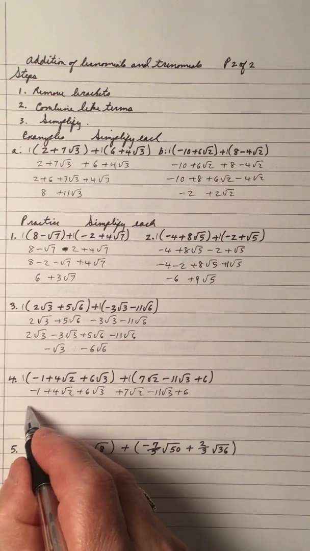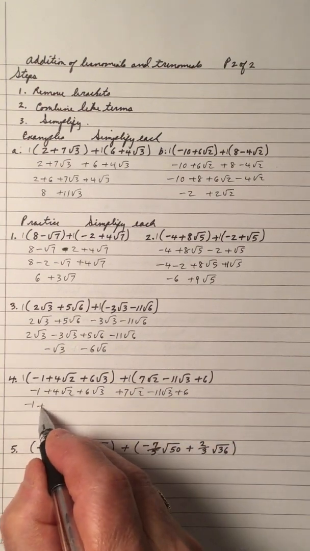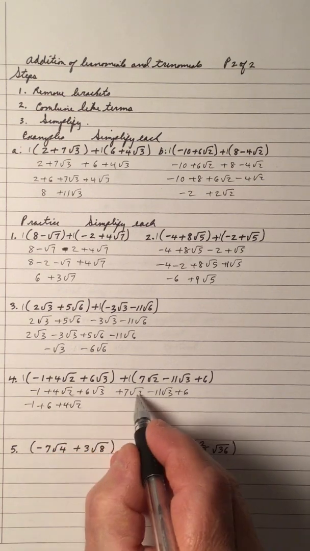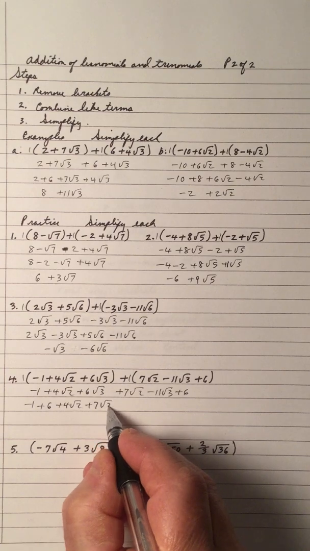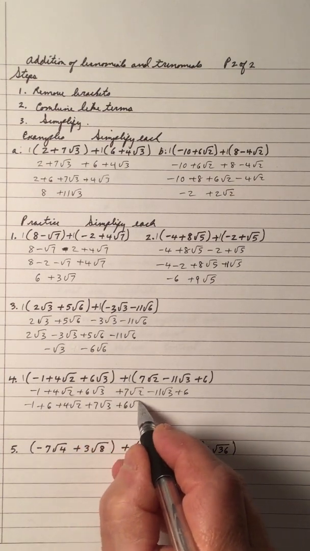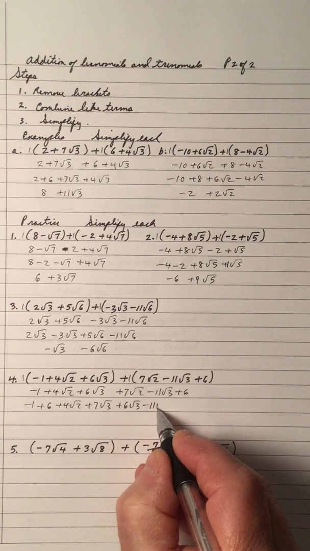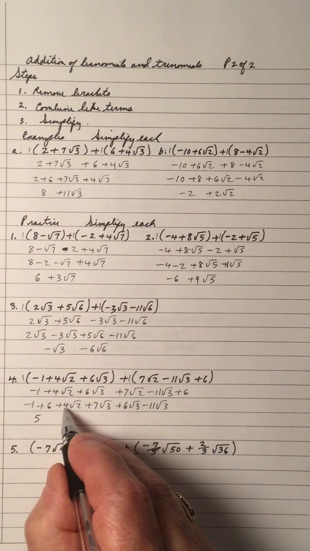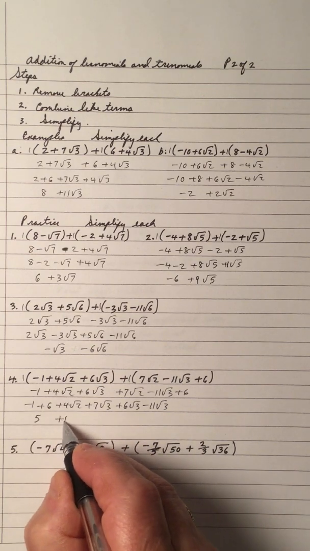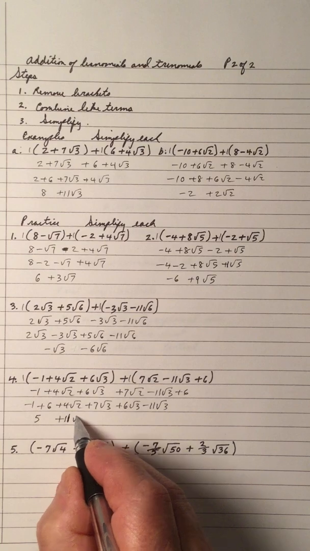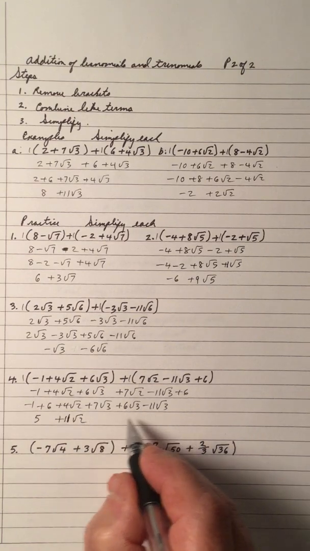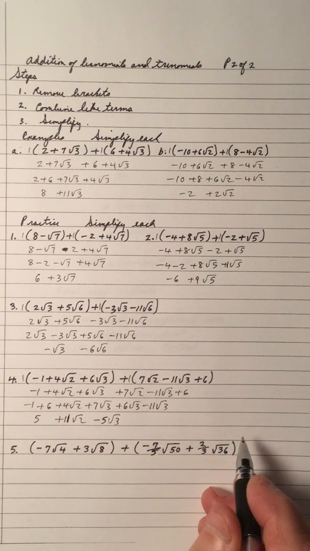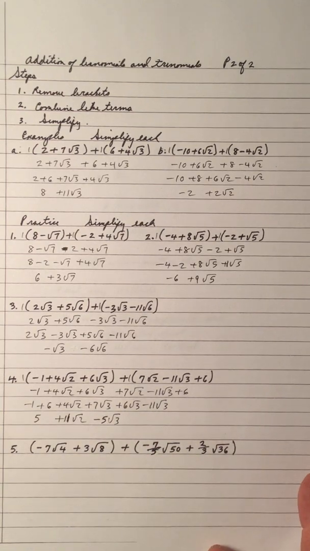Now we group like terms, so we have a negative 1 and a 6. We have a 4 root 2 and a 7 root 2. We have a 6 root 3 and a negative 11 root 3. Add up like terms. Negative 1 and 6 is 5. 4 plus 7 is 11 root 2. And 6 subtract 11 is negative 5 root 3. And we have the last one to do.